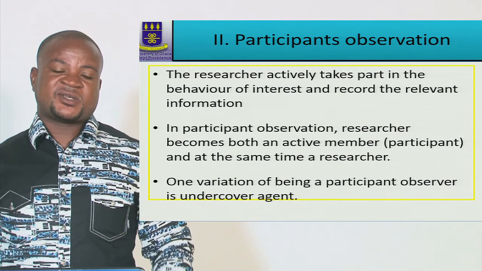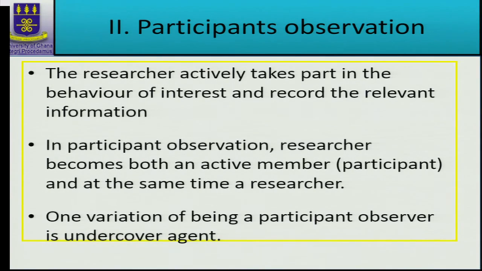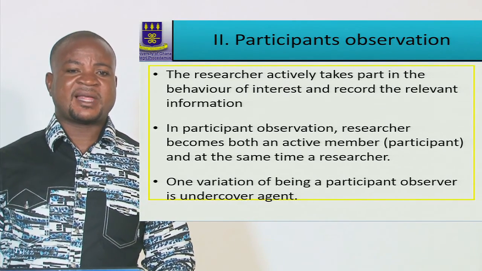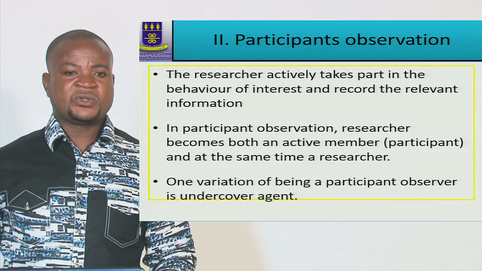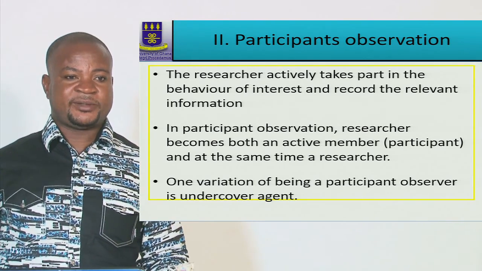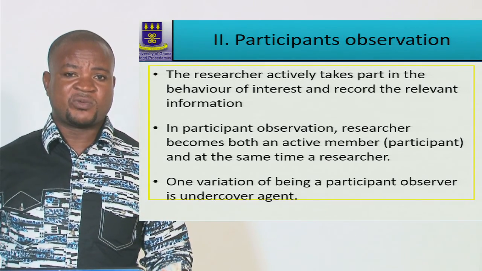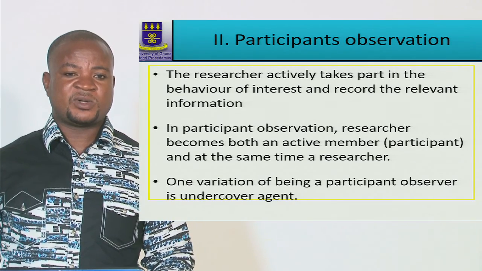And then we have participant observation. Here the researcher actively takes part in the behavior of interest and records the relevant information. So in participant observation, the researcher does two things. You are both an active participant, taking an active role in whatever behavior you want to study, and at the same time, a researcher recording it. So for example, students want to go on a demonstration, you join them. Whatever chanting they are doing, you are also part of it. You also shout and move with them. At the same time, you'll be recording what is going on.